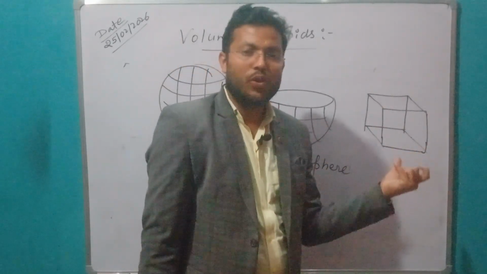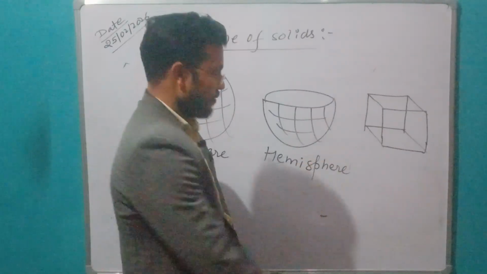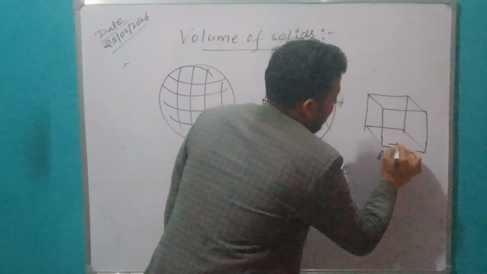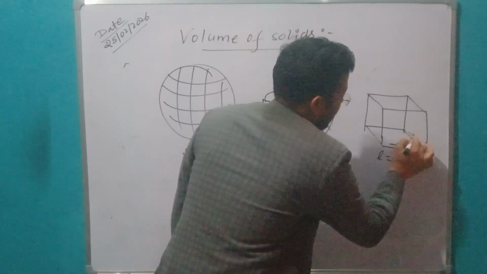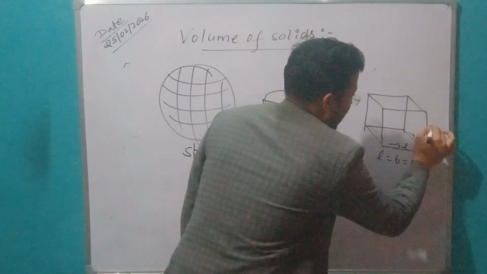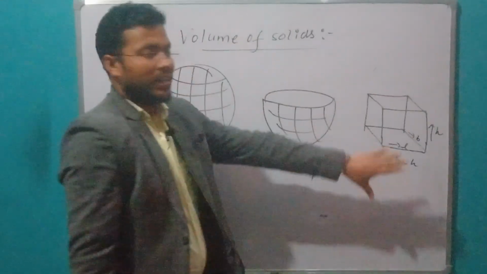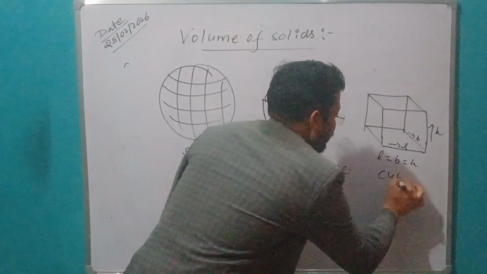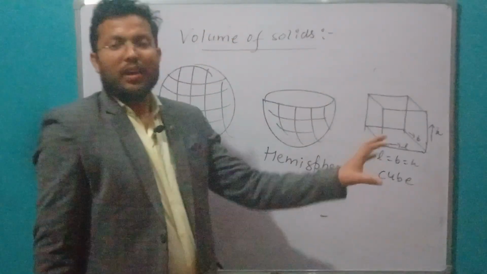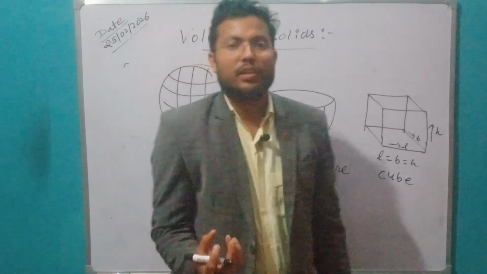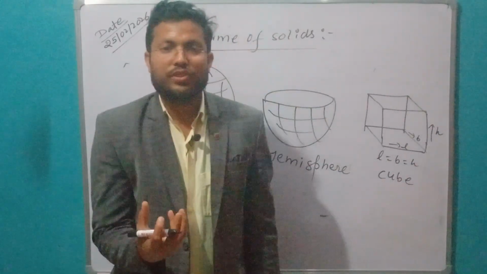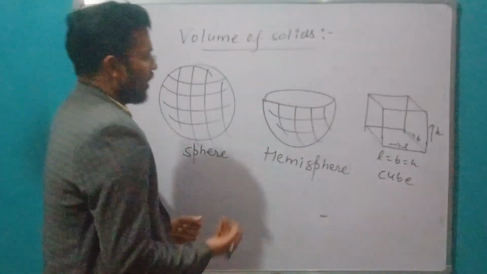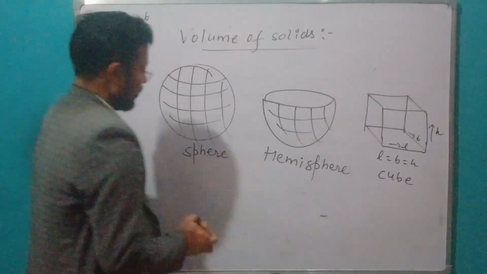L equal to B equal to H. All are equal. These are the L, these are the B, and these are the H. All three sides are equal in a cube. This is the cube. An example of a cube is the box of chalk.